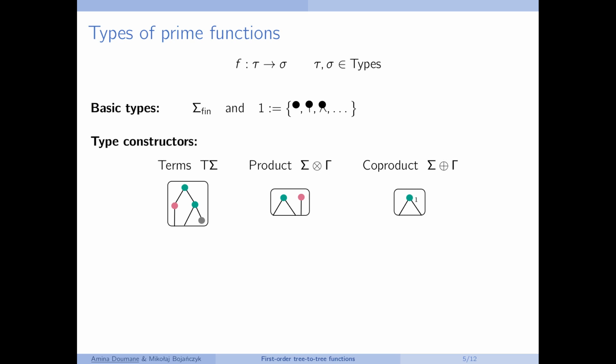The second type constructor is the constructor of pairs. So here is an example of an inhabitant of this type. It's just putting side by side an element from sigma and an element of gamma, and the arity is the sum of the two arities. So this is an element of arity 3.